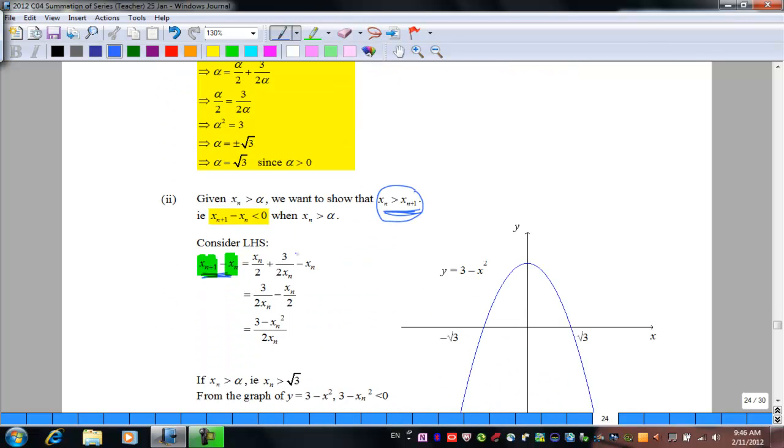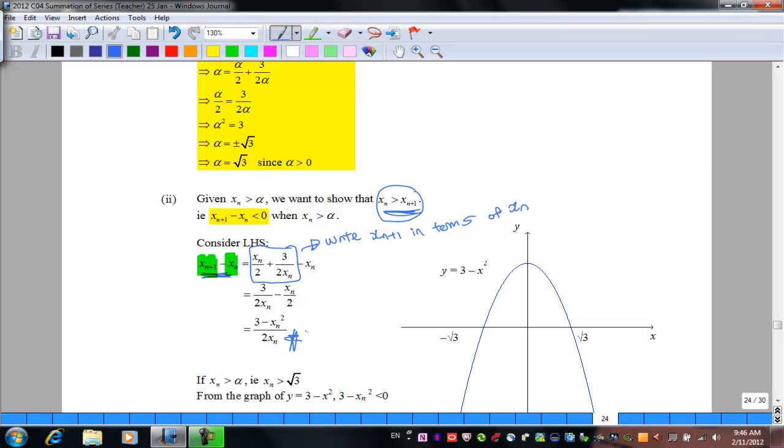What the lecturer has done is, we have chosen to write xn plus 1 in terms of xn. Please take this down. And why do we do this? This is so that we only have one variable, so that we can easily work it out. So let's simplify it. We will get to this point.